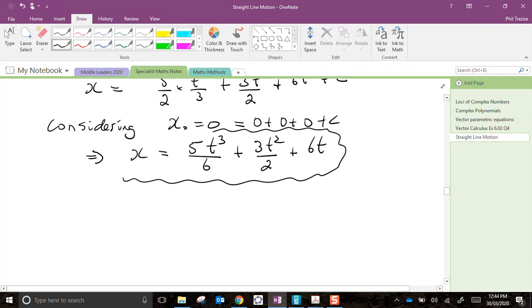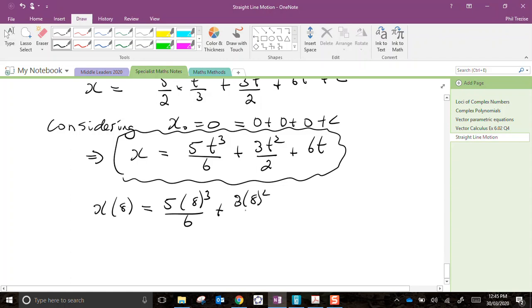Once again, this could predict the value of x at any time. We were asked in the question to consider a time of 8. 5 by 8 cubed over 6, plus 3 by 8 squared over 2, plus 6 by 8. And when I did that earlier, I had the answer 570.7 metres. I rounded off slightly.